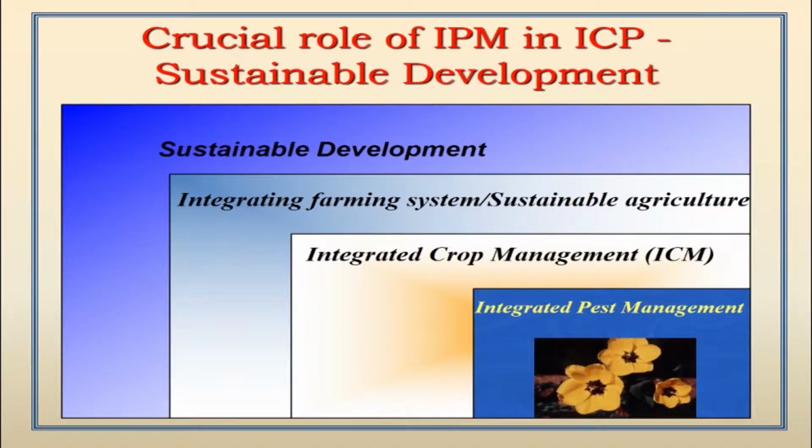What is the role of IPM in sustainable development? It is the heart of all the systems. Now we are talking about the systems approach. Integrated pest management is the core of the cropping program, and it leads to integrated crop management and ultimately to sustainable development. Nowadays we are talking about food security. Without an integrated pest management program, achieving food security is difficult. One grain saved is one grain produced. So, each and every grain which we save with the integrated pest management program leads to an increase in production.